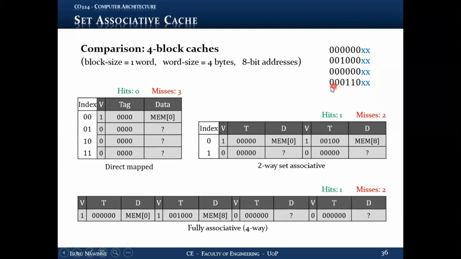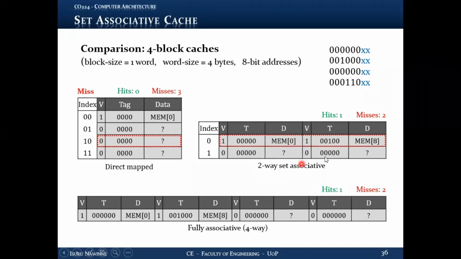Block address 6. Block address 6 comes to the direct map cache. What happens? What is going to happen? You are going to go to index 10, right? Index 10 is that. So that cache entry, it's going to be a miss because the entry is invalid. So we have a miss.